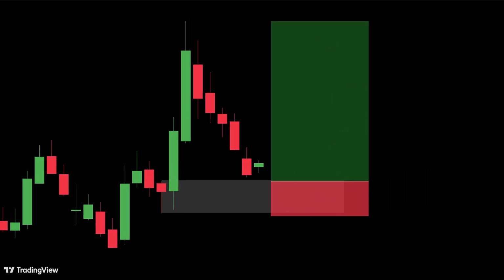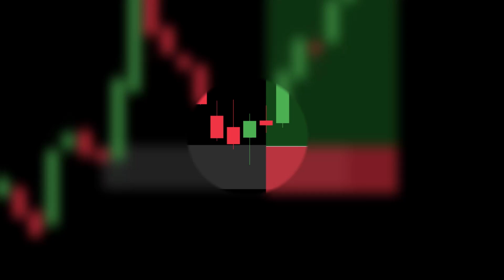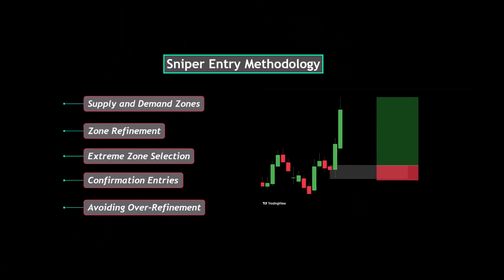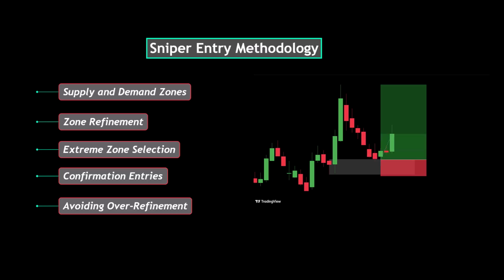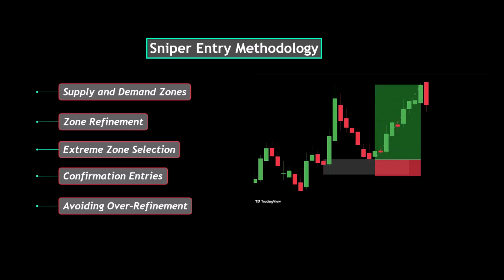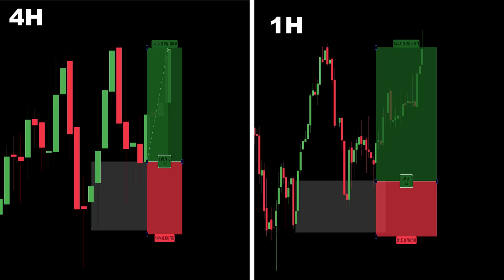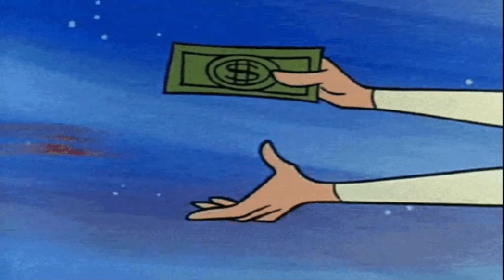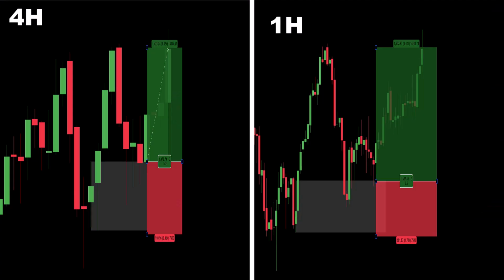What if you knew exactly where the market will reverse, down to the exact wick, before the move even begins? In this video, I'm going to show you the supply and demand secrets that you can use to catch those high-quality sniper entries. And before the end of the video, you will see and also understand how one tiny adjustment can turn a normal trade into more than double the profit, without taking extra risk.